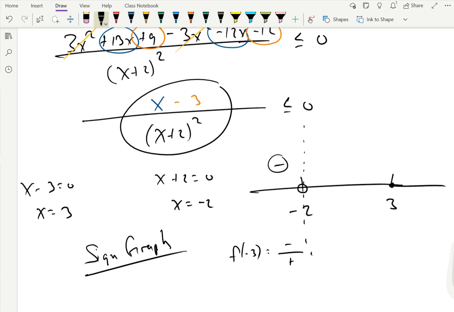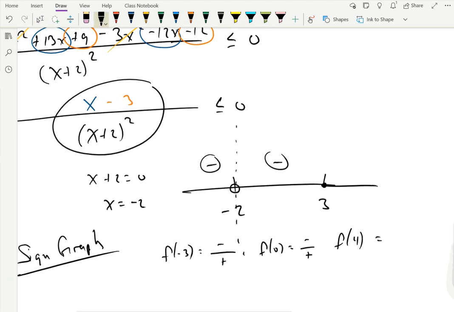So between negative 2 and 3, let's choose 0. So at 0, we've got negative over, and this thing's still going to be positive. So that, again, is going to be negative. Out here beyond 3, maybe let's choose 4. When we do that, 4 minus 3 is a positive 1. And again, that's going to end up being positive. So overall, positive over positive is positive.